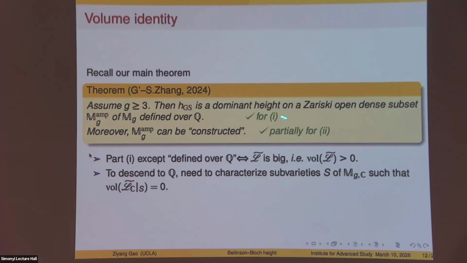And then part one for this dominant height thing, it is equivalent to this generic fiber is a big line model. That means up to some power, it has a global section, and then outside the divisor of this global section, we will have a lower bound on the height and so on. So this is part one, and then we want to descend to Q in a very nice way. And for this one, we need to characterize all the subvarieties such that this line bundle restricted to that has volume zero. Of course, I haven't really said what is the volume, but it's going to be on the next slides.